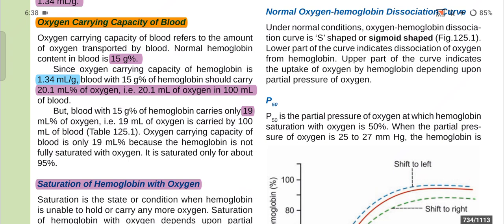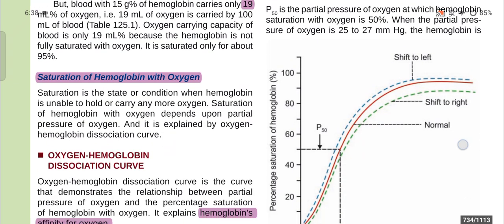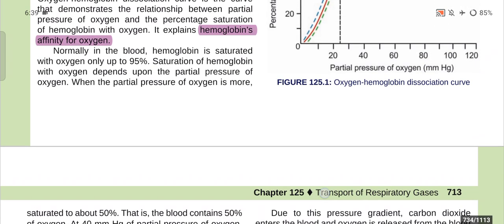P50 is the partial pressure of oxygen at which hemoglobin saturation with oxygen is 50%. When the partial pressure of oxygen is 25 to 27 mmHg, the hemoglobin is saturated about 50%. At 40 mmHg partial pressure of oxygen, the saturation is 75%, and it becomes 95% when the partial pressure of oxygen is 100 mmHg.